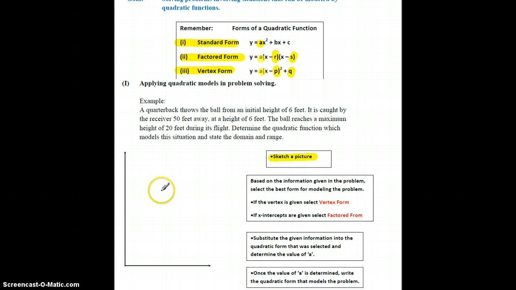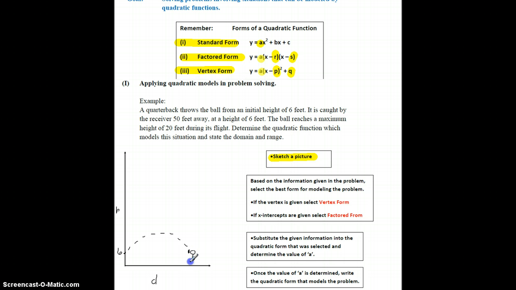So a quarterback throws a ball from an initial height of 6 feet. So we know that the ball is going to start at a height of 6 feet here. On the y-axis, we should have height, and this is our distance. And so the ball is going to get thrown up, it's going to go across, and then it's going to get caught by the receiver, also at a height of 6 feet.